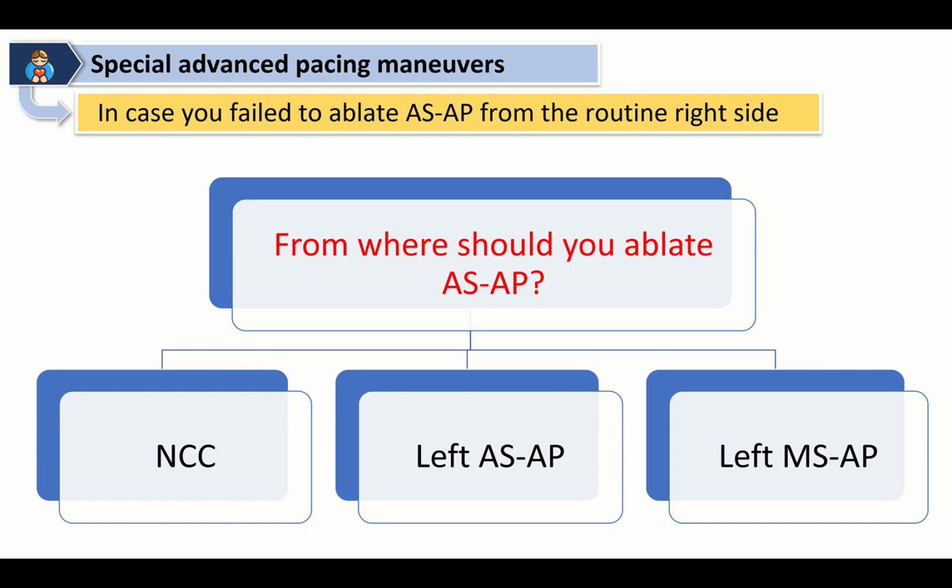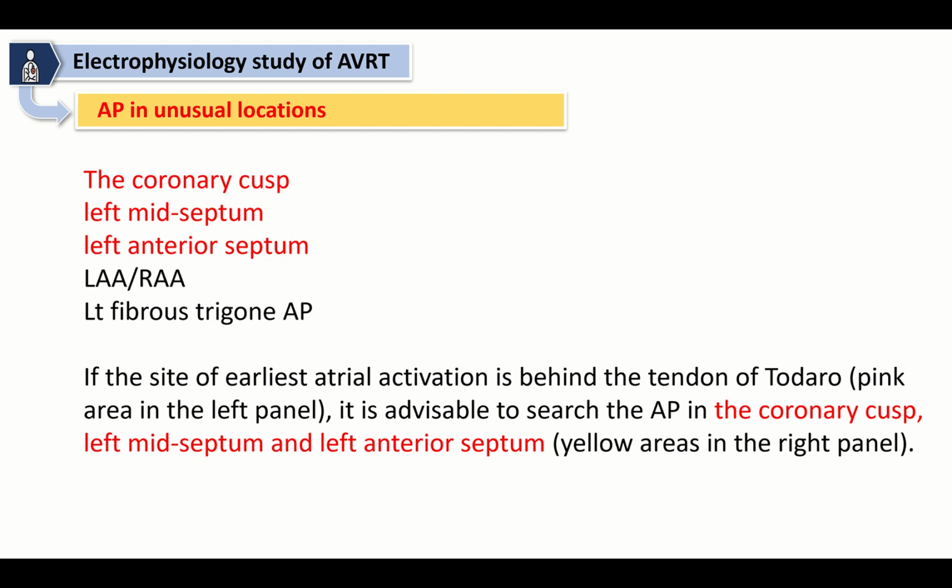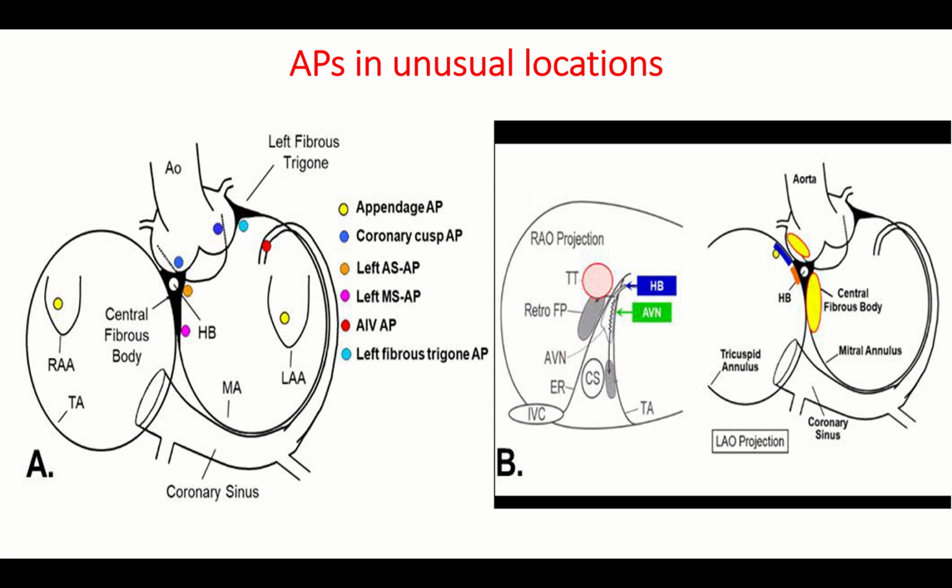it's still there, evidence of pre-excitation. What is the next step? You have to think in 3 steps. You should go for the non-coronary cusp, or left-sided anteroseptal accessory pathway, or left-sided mid-septal accessory pathway. This is a very common scenario when you fail to ablate the posterior septal accessory pathway from the right side.